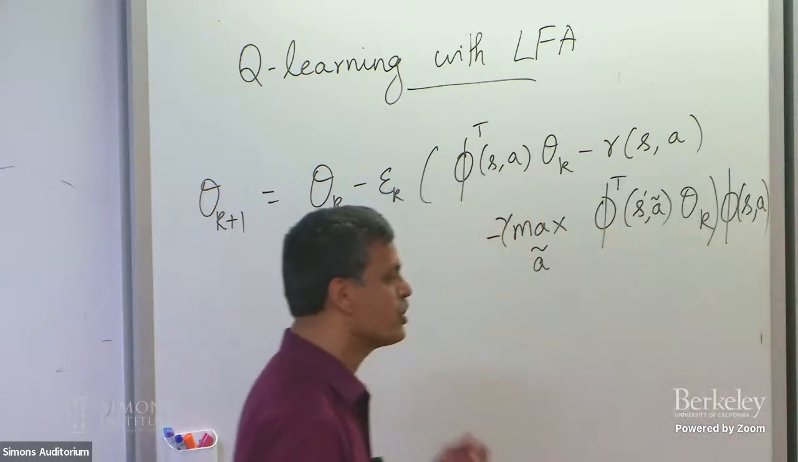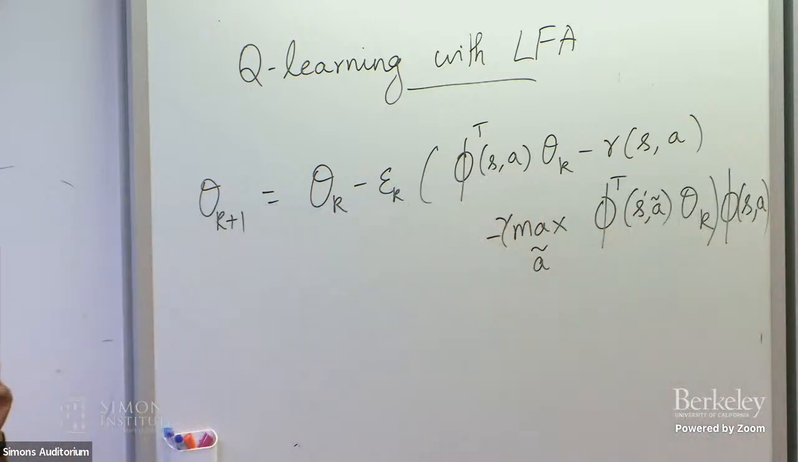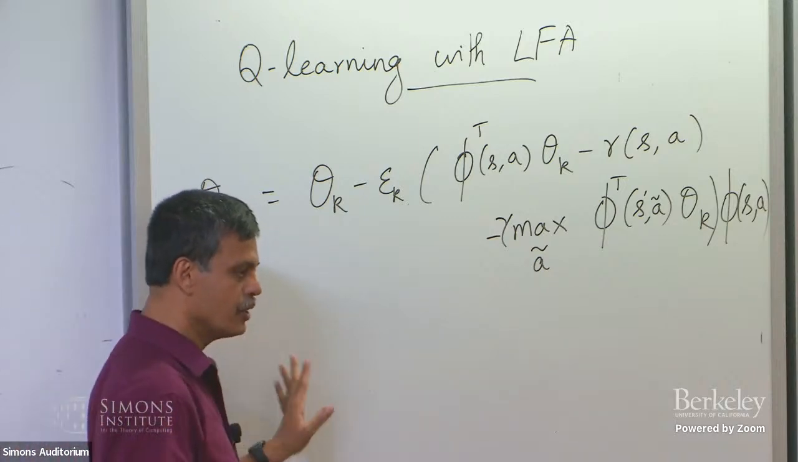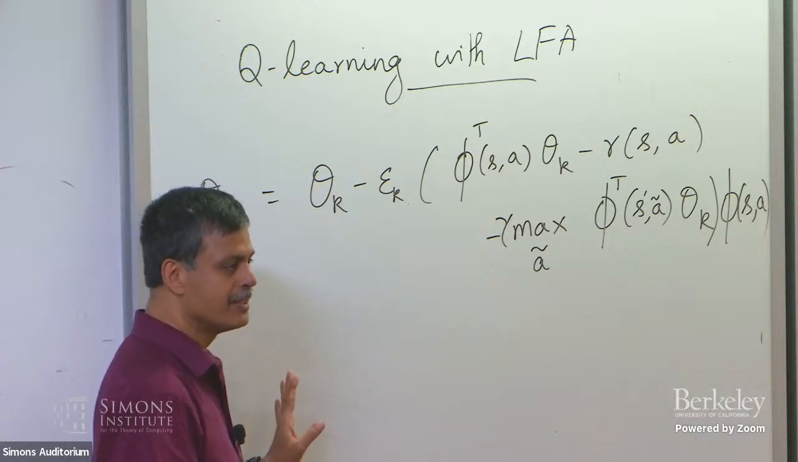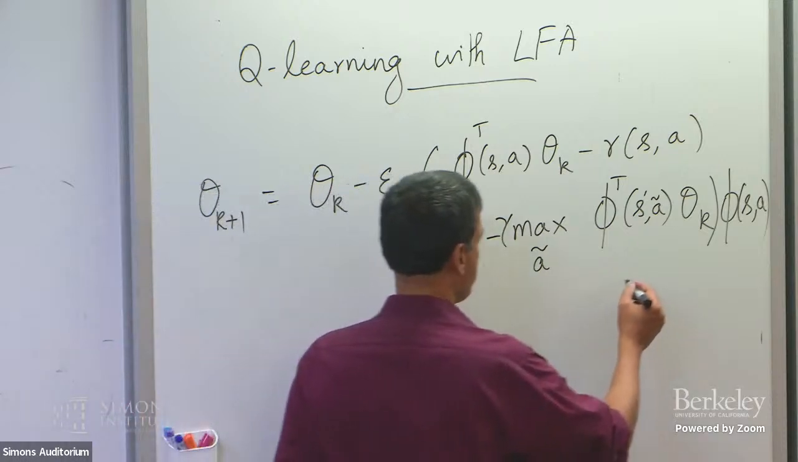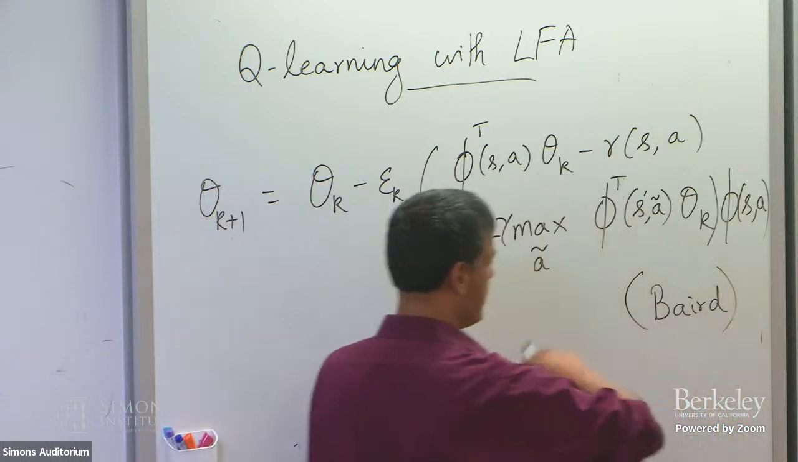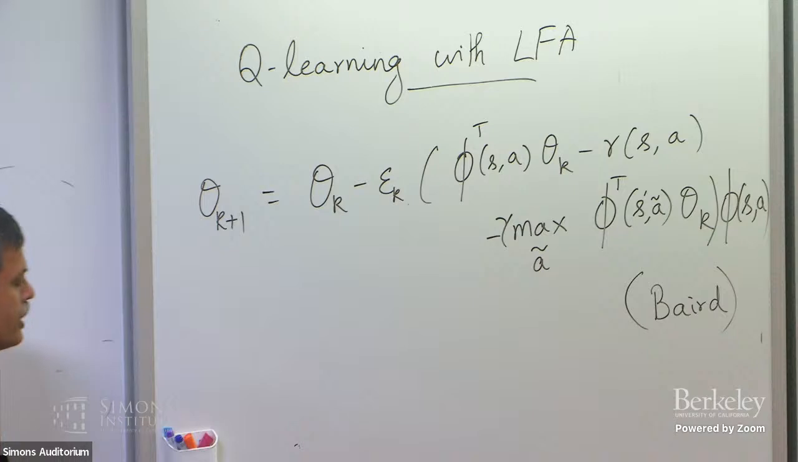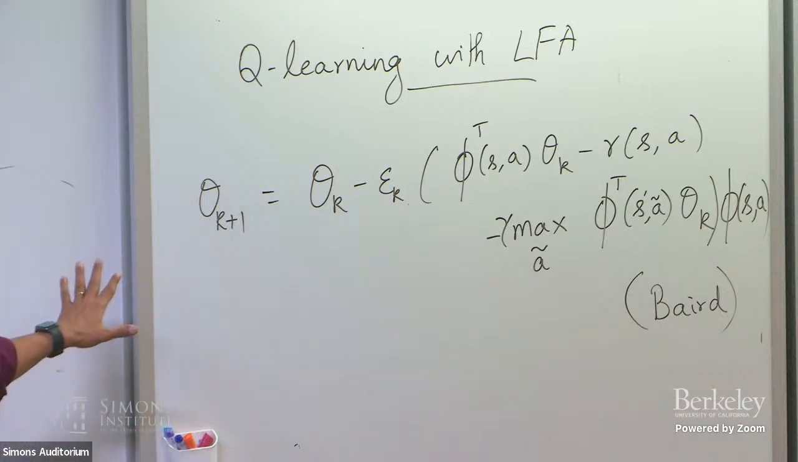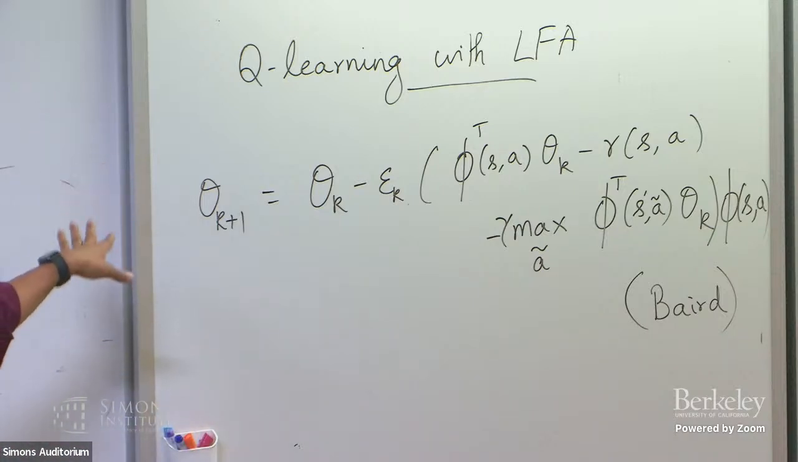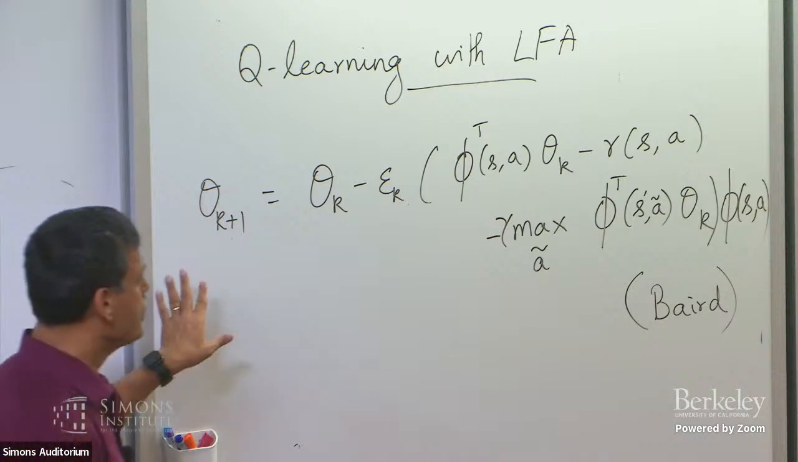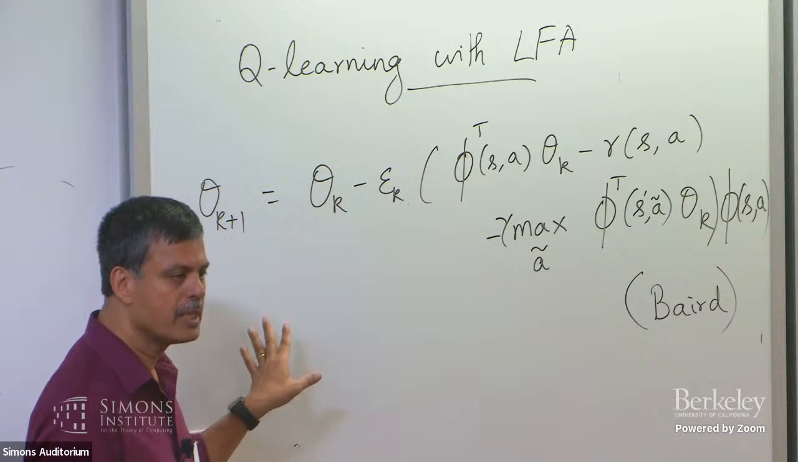So this is the natural extension of TD learning to Q learning with functional approximation. But this is known not to converge. There is a famous example by Baird, which I don't remember, that has lots of states and so on. In general, it doesn't converge, and you can try simulations also, it doesn't converge in general. So what to do about this is still, I would say, somewhat open.